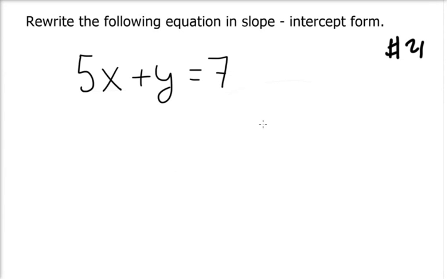Okay, this is slide 21, and you're being asked to rewrite the following equation in slope-intercept form. So slope-intercept form has y at the beginning, and y is equal to mx plus b. So we want to isolate y. So the first thing that we're going to do is subtract 5x from each side.